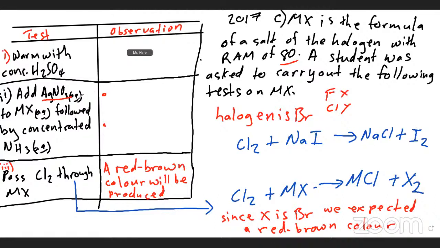When we add silver nitrate, if bromide ion is present, does anyone know what we should observe? Cream color. All right, we're going to actually get a precipitate, so put cream precipitate will form. Now, when we add the concentrated ammonia, what will happen? The cream precipitate would dissolve in concentrated ammonia. That is correct.